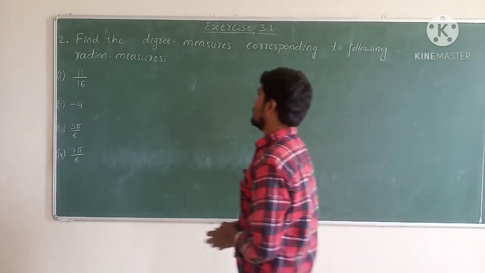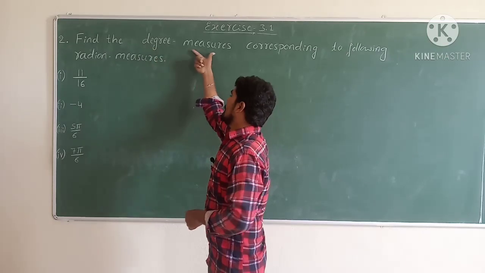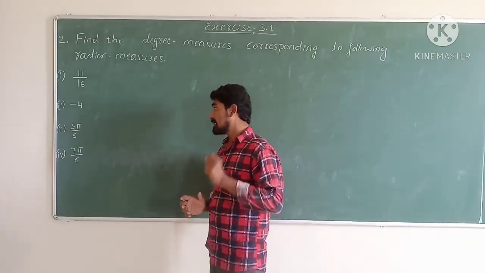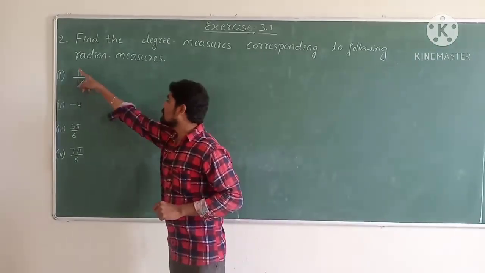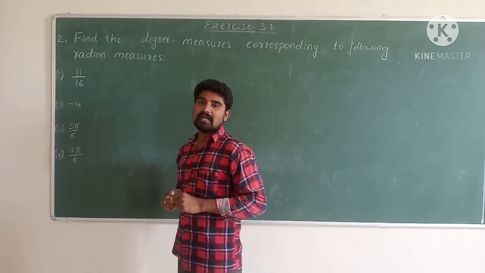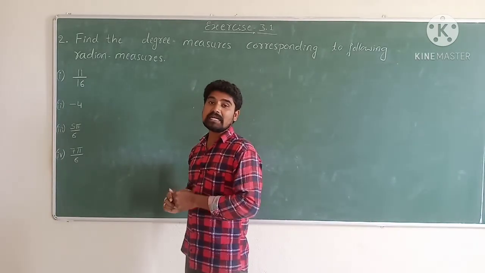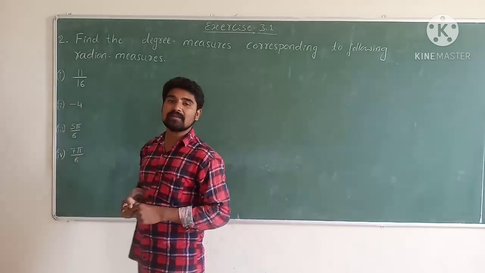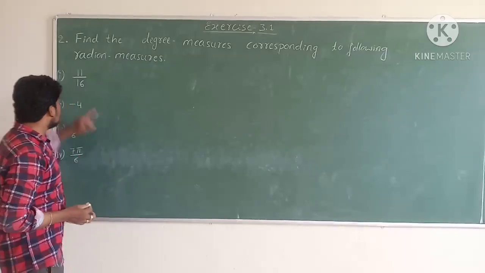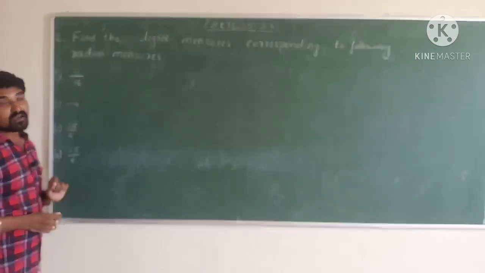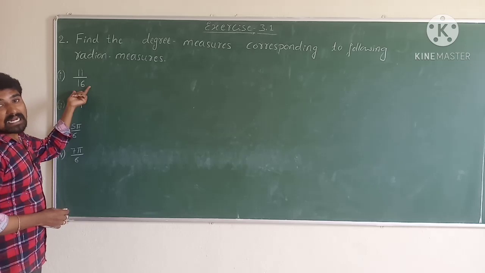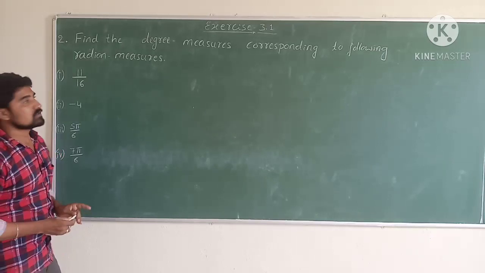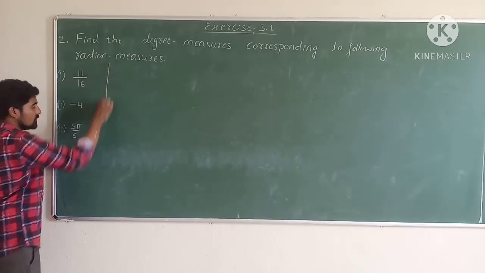So now the second question is: find the degree measures of the following radian measures. Here the angles are given in radian measures, and we need to identify the corresponding degree measures of these given radian measure angles. Identify how many degrees 11/16 radian is equal to. So for that, let's start the solution from the first question.